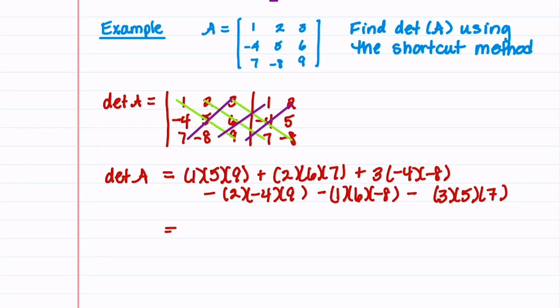This gives us 45 plus 84 plus 96 plus 72 plus 48 and then minus 105. When we add up all those numbers, we end up with an answer of 240.